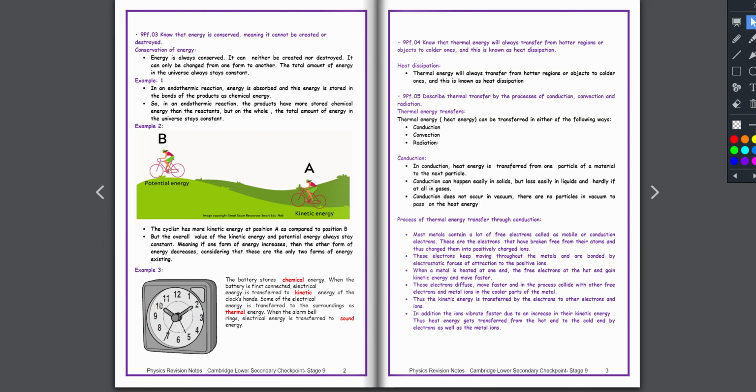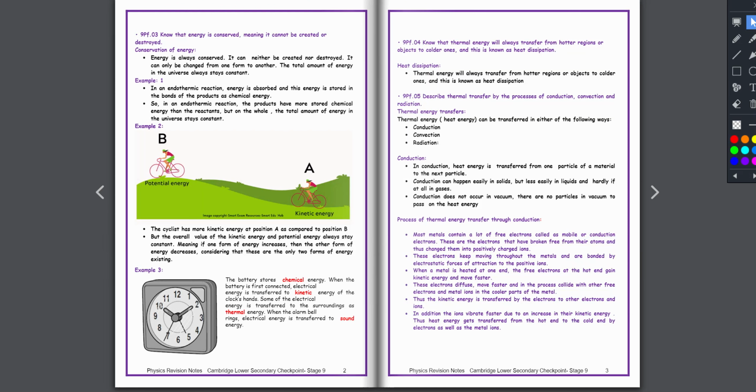Then you talk about the heat dissipation. Now, the only thing that is important here is you need to understand what the term means. So it means that thermal energy will always transfer from hotter regions or hotter objects to colder ones. And this is known as heat dissipation. This is what you need to know for the time being.